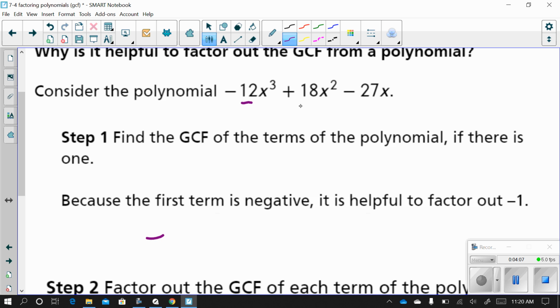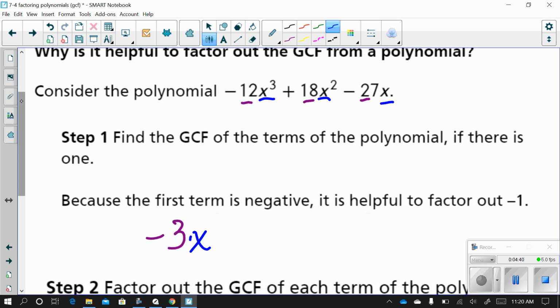So what goes into 12, 18, and 27? Well, let's see, 12. We got 1 and 12, 2 and 6. Oh, 2 might be good. Oh, wait a minute. 2 doesn't go into 27. Same thing with 6. 3 and 4 is another way to make 12. 3 goes into 18, 3 goes into 27. Oh, so 3 is the number. So I'm going to have negative 3. Then I check my letters. x cubed, x squared, and x. They all have just a plain old x in common. So my GCF is negative 3x.